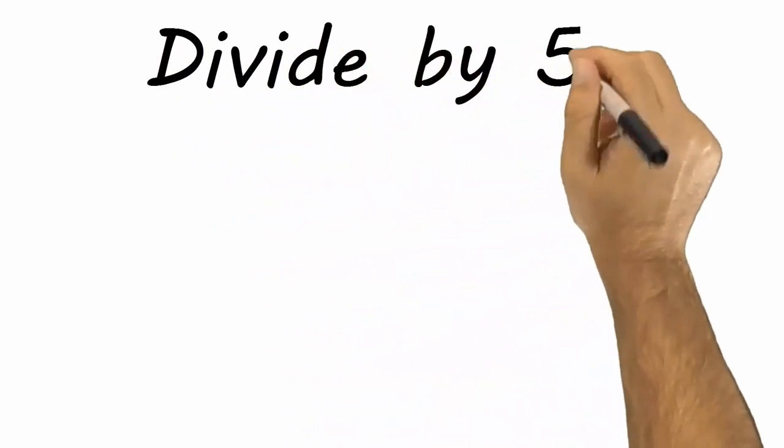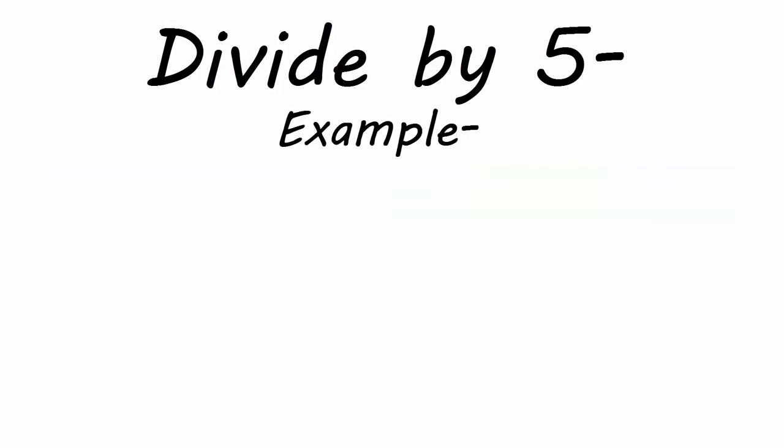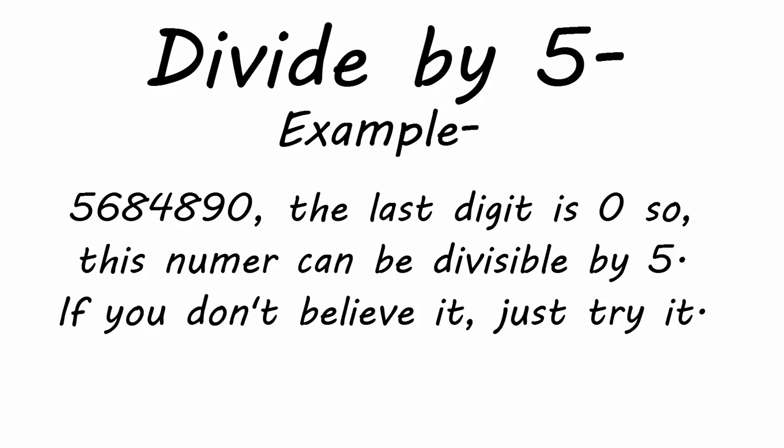The rules of divide by 5. If the number ends in a 5 or a 0, it is divisible by 5. For example, 5,684,890 is a number and the last digit is 0, so this number is divisible by 5. If you don't believe it, just try it.